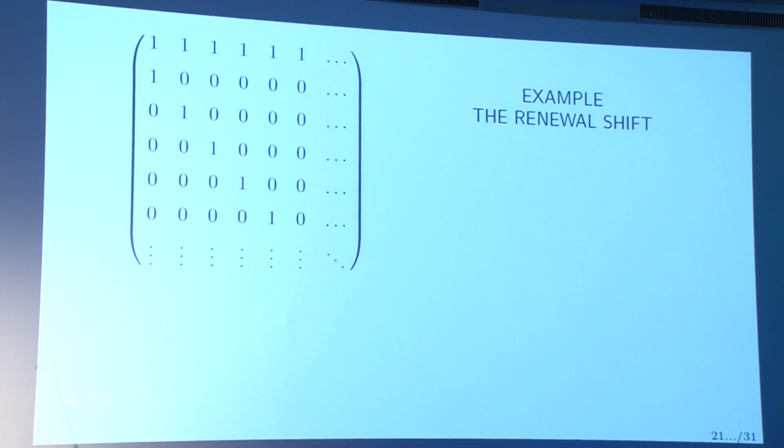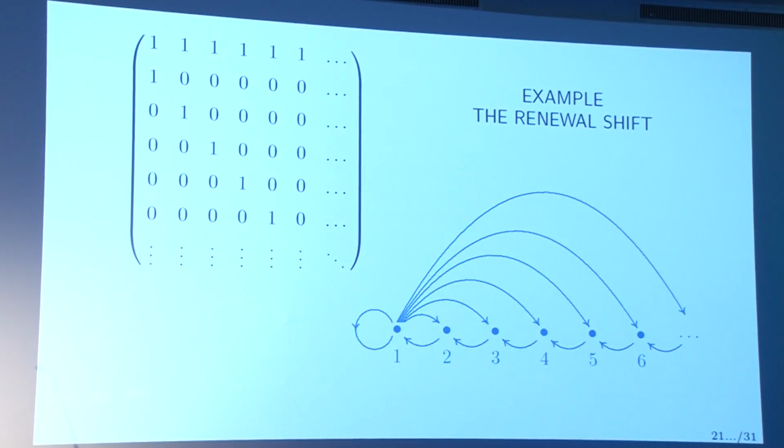Okay, so here's an example. And the novelty of what I want to tell you is precisely residing in this example. So this is called the renewal shift. This is an infinite matrix, right? And you see it looks like the matrix of the unilateral shift with the first row of ones. The graph associated to this matrix is that.